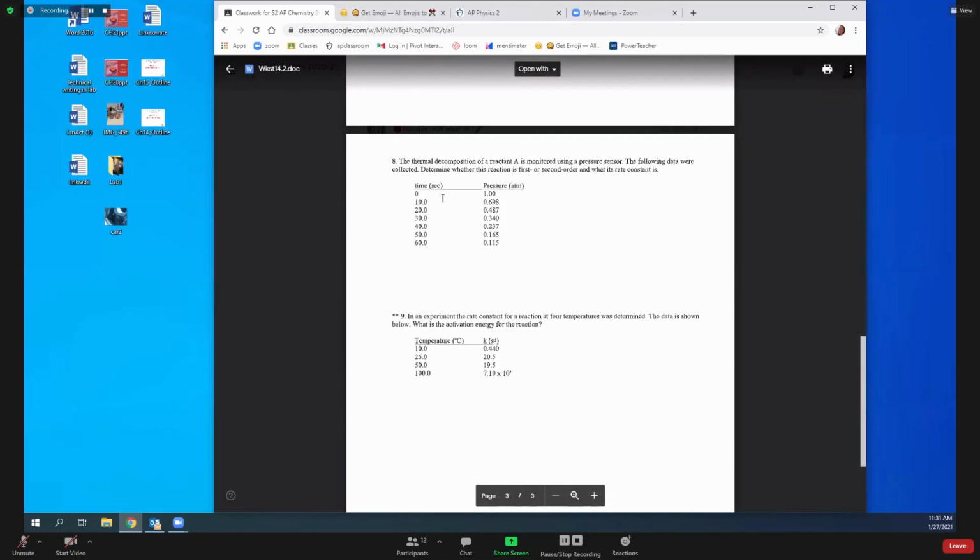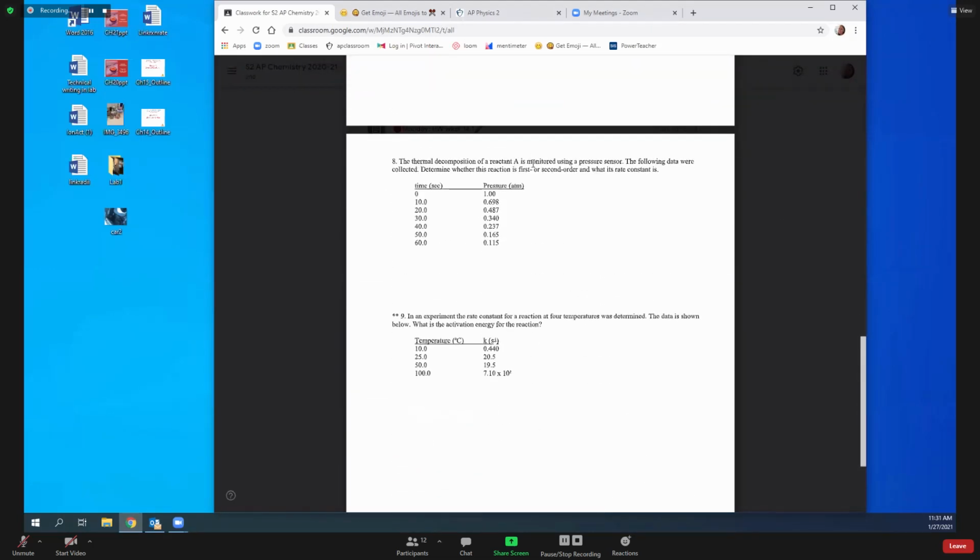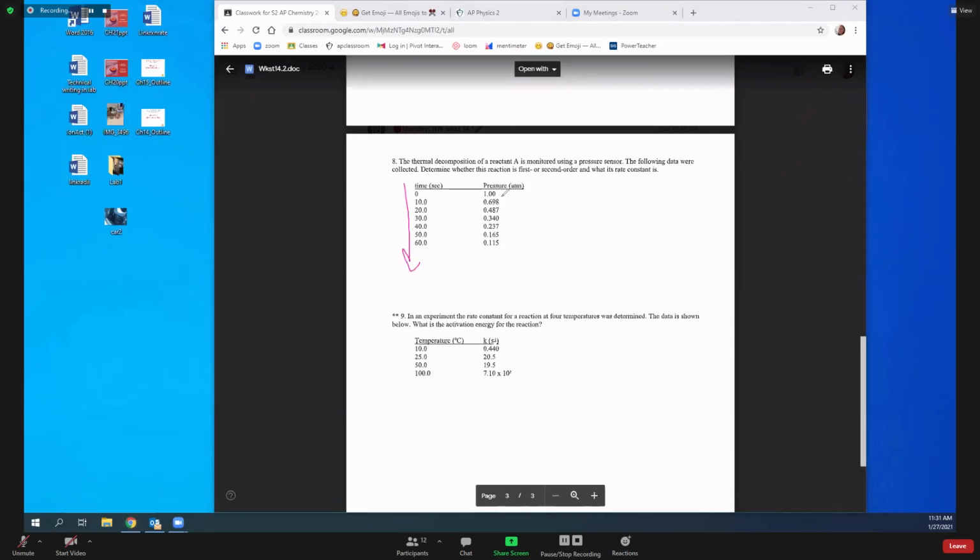And then this last part here, it says that this decomposes, and we're using a pressure sensor. So here's some time, and every 10 seconds they took the pressure. The following data are collected. Figure out if it's first or second order. So you're going to graph this. And since you're at home and we don't have time to go over the calculator, just use the computer. You can just type in time and pressure, then time and the natural log of your pressures, then time and 1 over your pressures, and see which one gives you the R squared closest to 1.